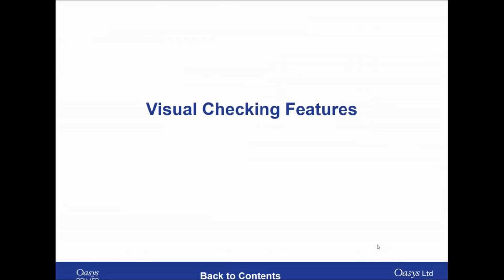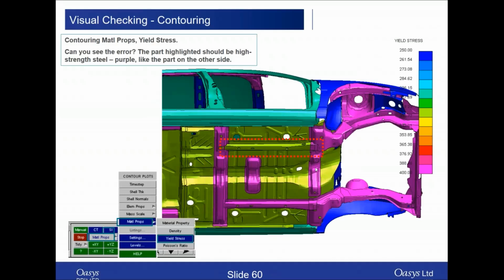I just want to talk about some of the other checking features in Primer outside the core checking tools. So there's lots of visual checking features. First of all, contouring. You can contour various different things in Primer, and it's a really useful way of investigating certain information in your model. So I'll just go back into Primer and show this.